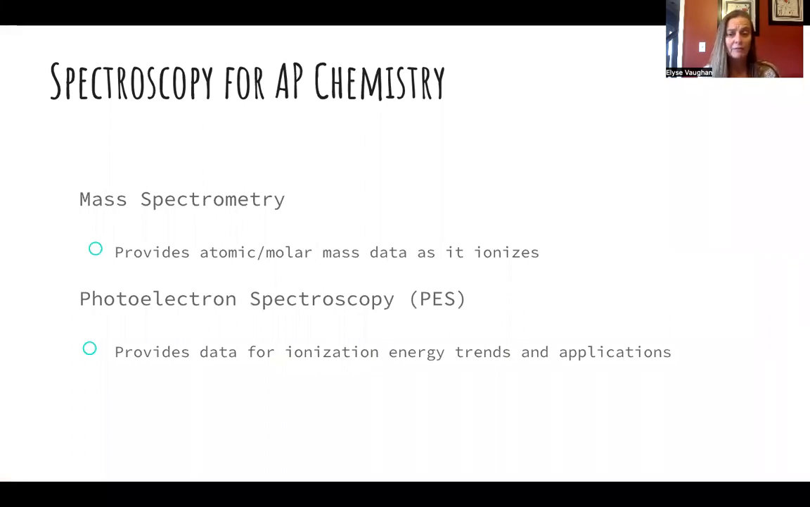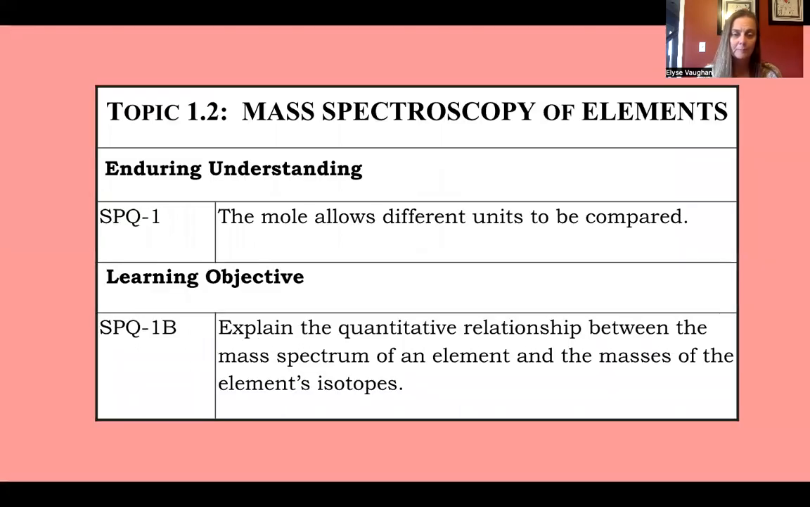They are slightly different. Mass spectrometry provides atomic and molar mass data as it ionizes a compound and then splits it up based on mass to charge ratio. And photoelectron spectroscopy provides data about the energy that's required for ionization, and applications thereof. So we're going to start with mass spectrometry.